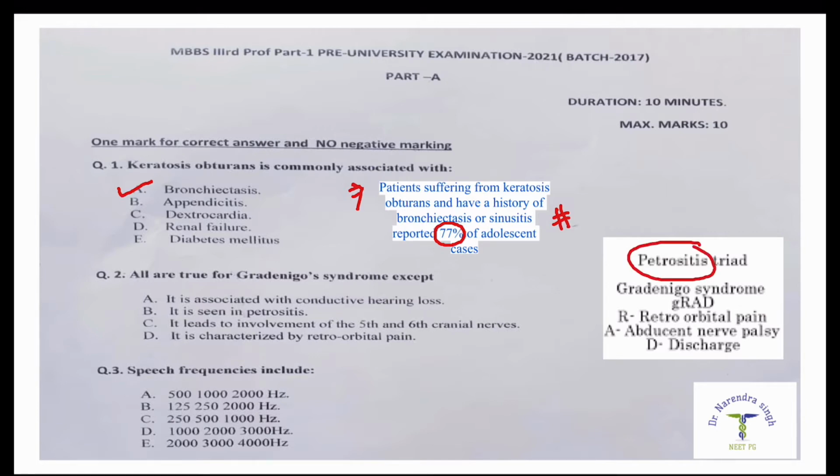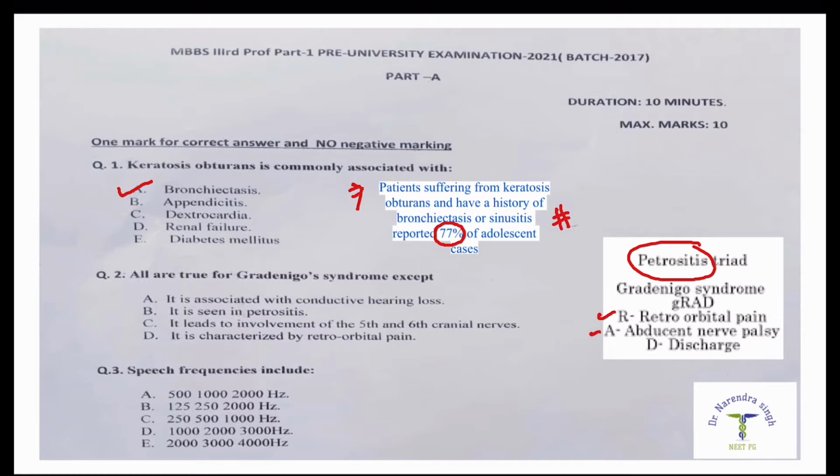Gradenigo syndrome is actually a triad of three things. The mnemonic for that is RAD, that is GRAD, Gradenigo syndrome. R stands for retroorbital pain, so option D is correct. The second part of the triad is abducent nerve palsy, so option C also becomes correct, that is, involvement of the fifth and sixth cranial nerve.